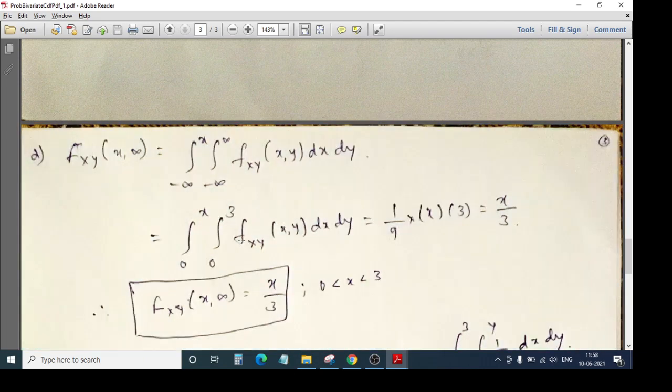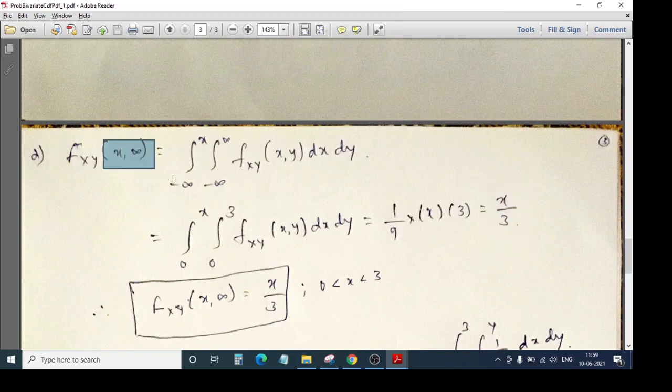So we already know the value of fxy, which is 1 by 9. So integration of dx is nothing but x. Okay, so when you substitute the limits, you will be getting x. So integration of dy is nothing but y. When you substitute the limits, you will be getting 3. So finally your answer you are getting is x by 3.